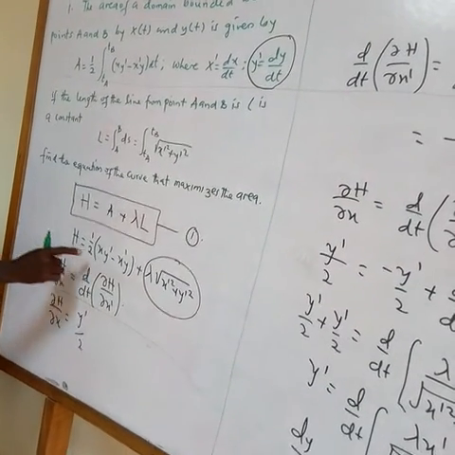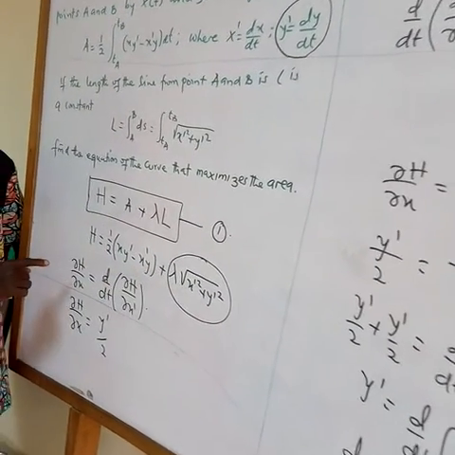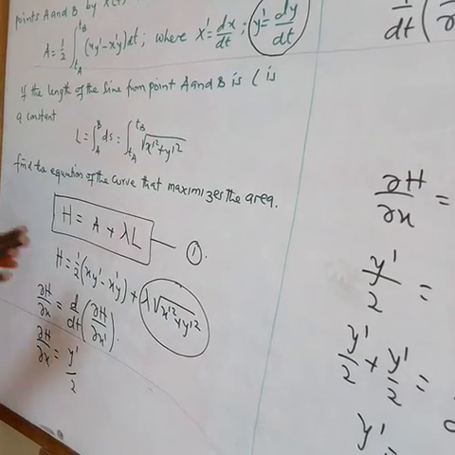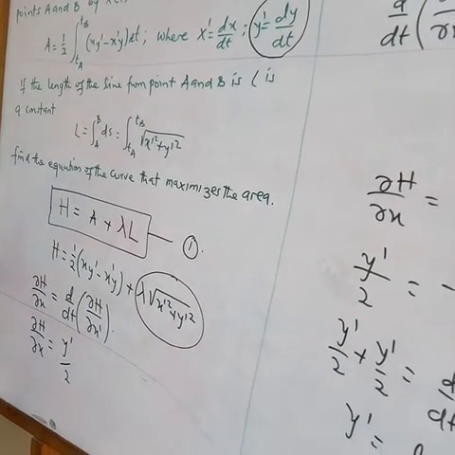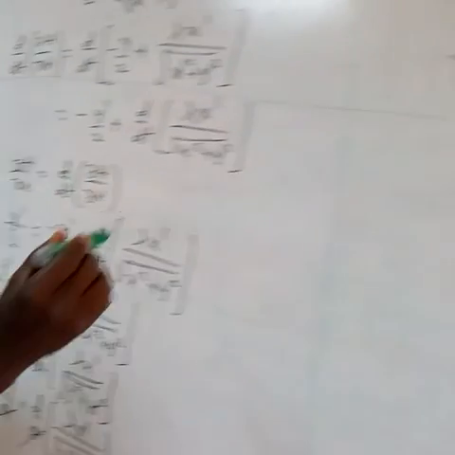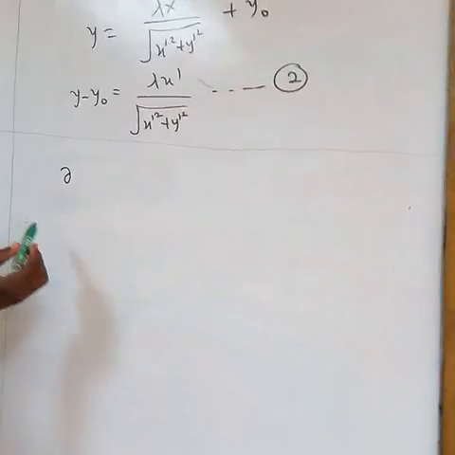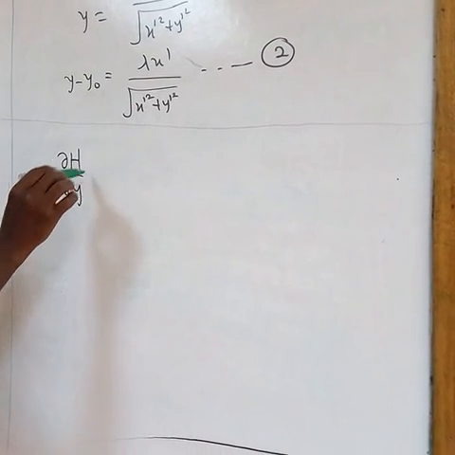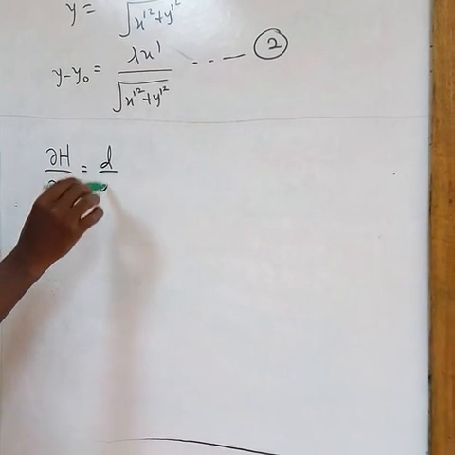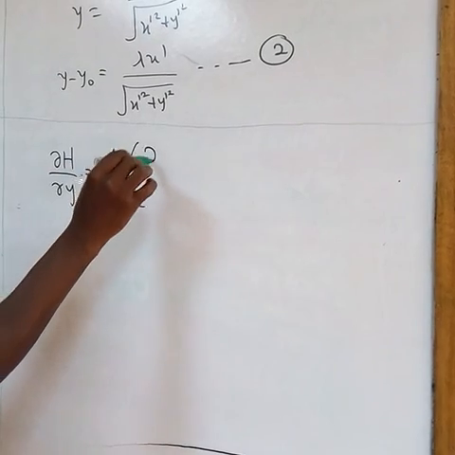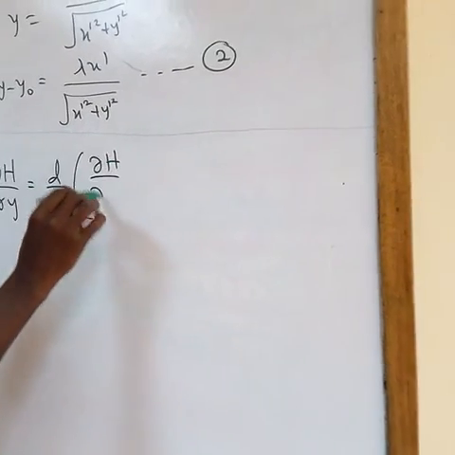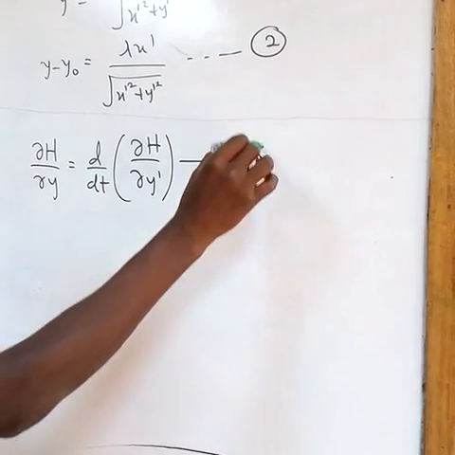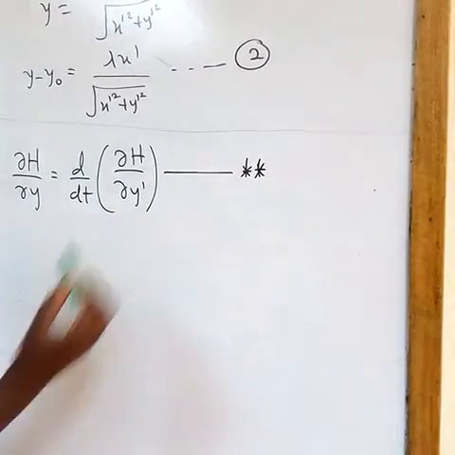Which other variable exists in this particular expression? So we have to solve for y too. We have to solve for all the variables that are present. So let's now solve for y, using the same Lagrangian equation, which is partial of h, partial of y is equal to d dt into partial of h, partial of y prime. Let's label it as equation star star.